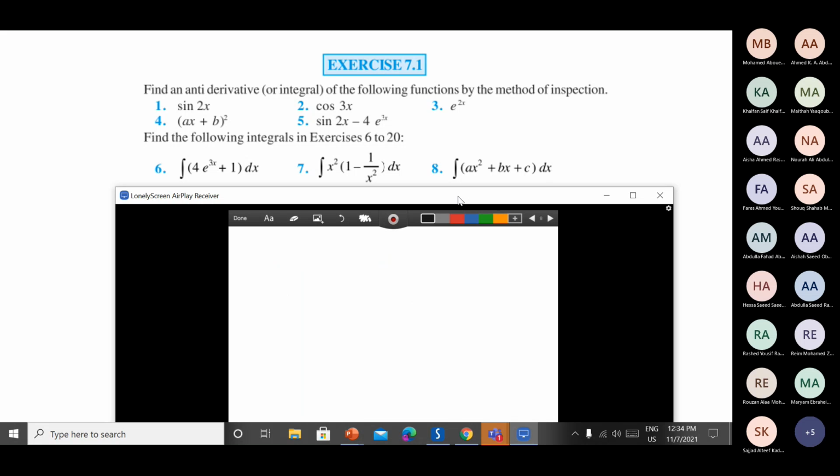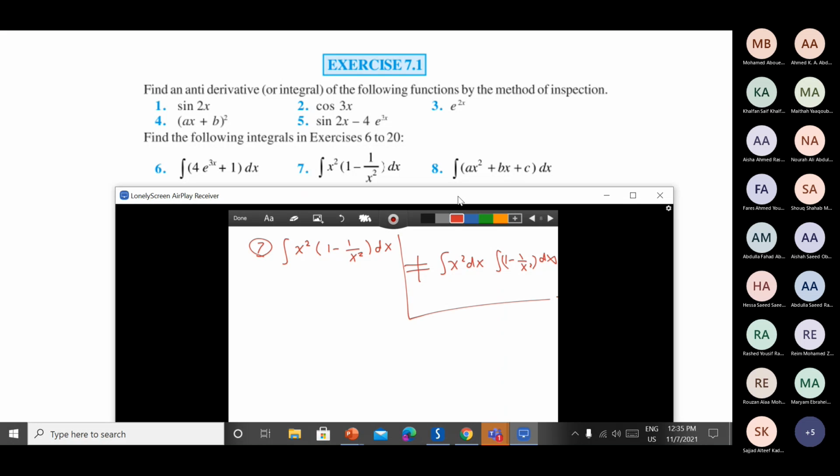Let's do number 7. What is the integration of x squared times 1 minus 1 over x squared dx? I don't know how to find the integration of multiplication, so I multiply first. Don't do this. This is not equal to the integration of x squared dx times the integration of 1 minus 1 over x squared dx. This is completely a big mistake, right? This is not equal to this one.